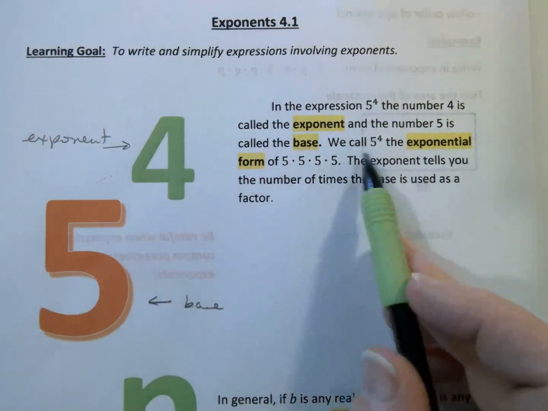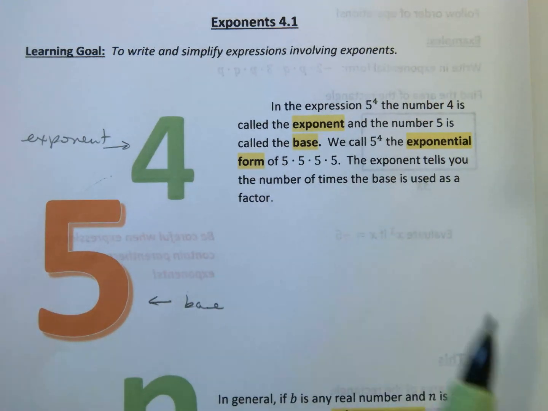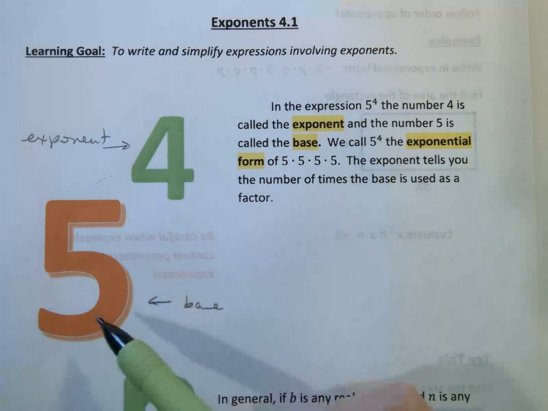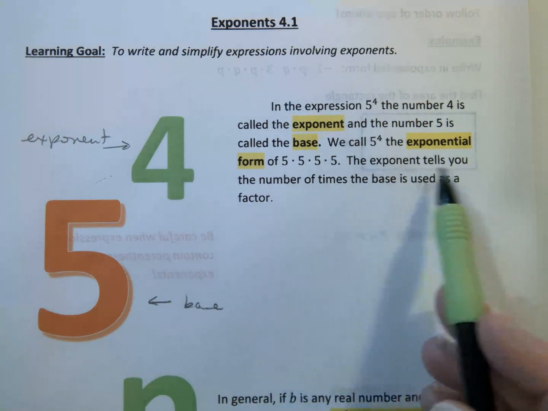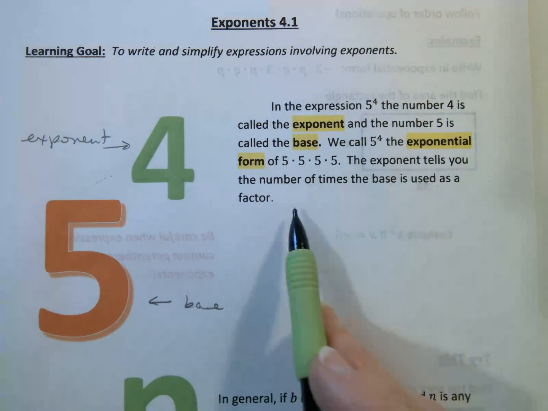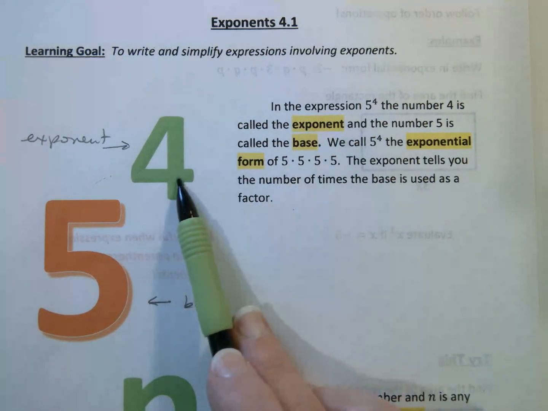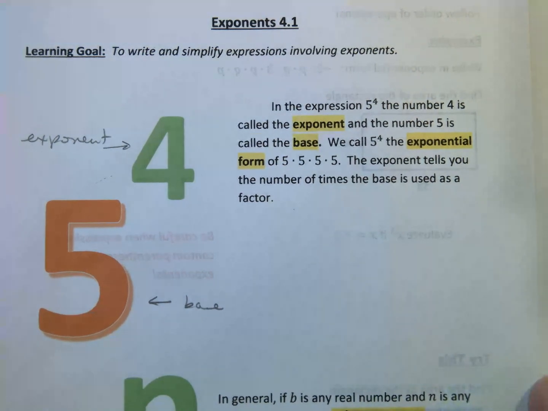Okay, we call 5 to the 4th power the exponential form of 5 times 5 times 5 times 5. So this is the exponential form. If you have an exponent, it's in exponential form. The exponent tells you the number of times the base is used as a factor. So here 5 is my factor. It's the number that's being multiplied, and it's a factor 4 times. 1, 2, 3, 4. So that's what the exponent tells you.